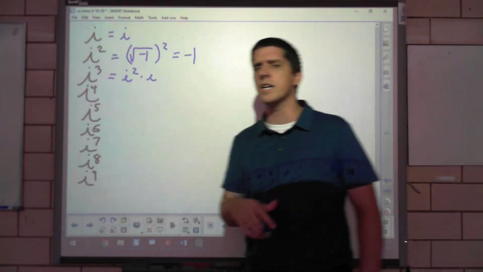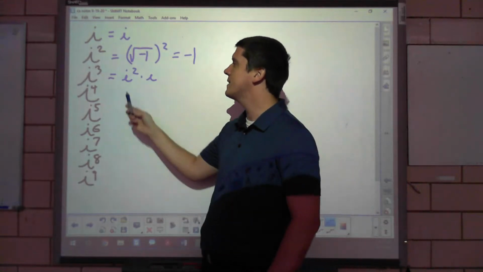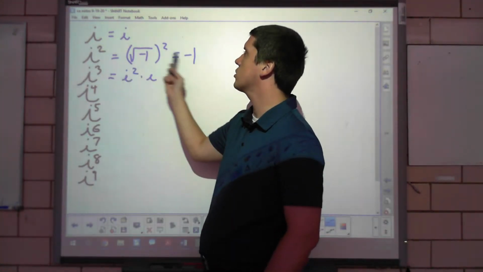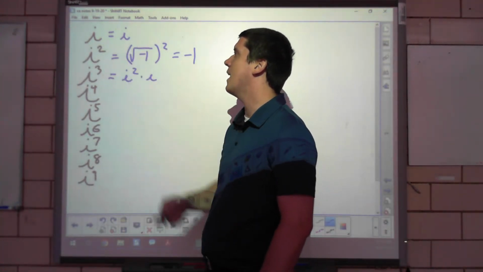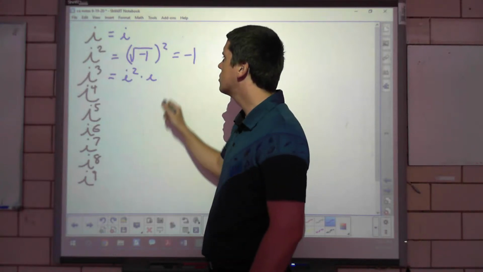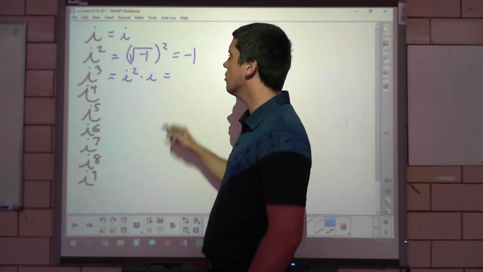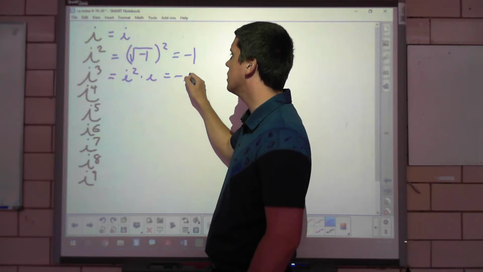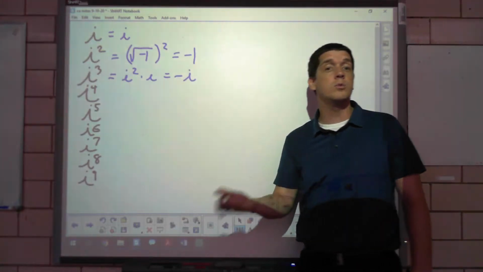We can use some of our exponential properties here, break this apart, and say i squared and i. Well, we just said i squared was -1. We just said i is i. So then i to the third, or i cubed, is simply -i. We can lose the exponent.